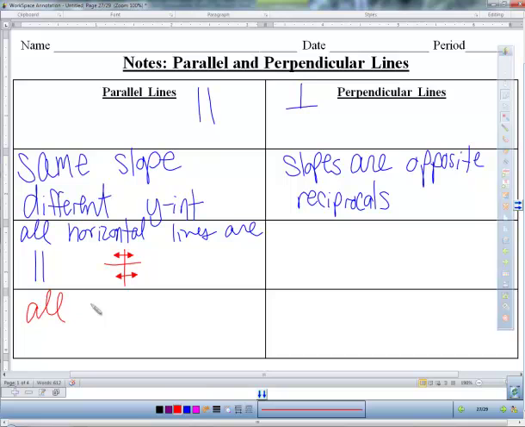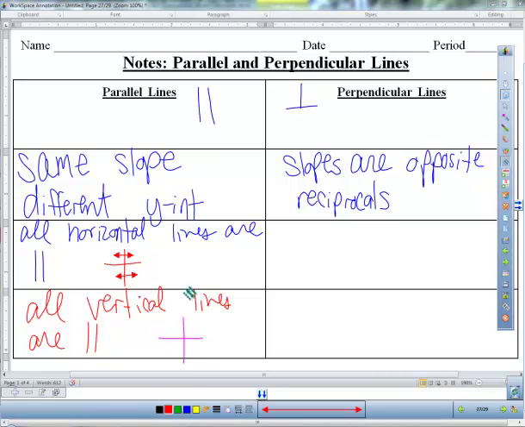Also, all vertical lines are parallel, and that's because if I have a graph and I have lines that look like this, then their slopes are both undefined, and therefore they have the same slope.